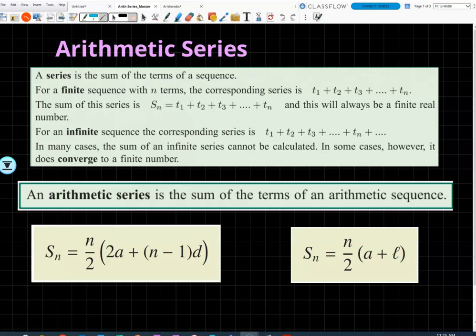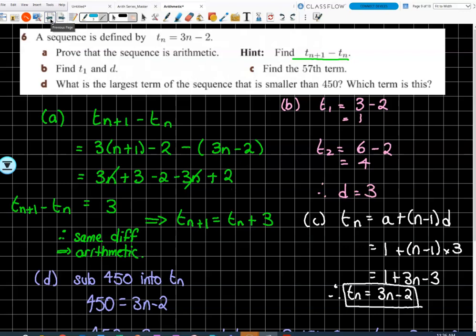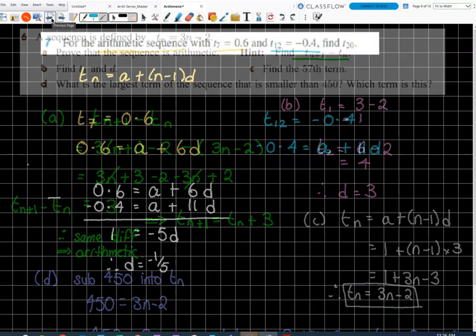Okay, so arithmetic series is our next bit. We looked at arithmetic sequences. So that was just a string of numbers. Sorry, I'm just flicking back a little bit. So with the sequences, can't find a nice example just when I want one.